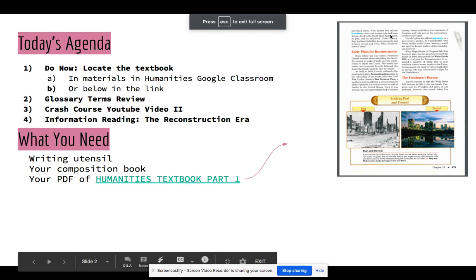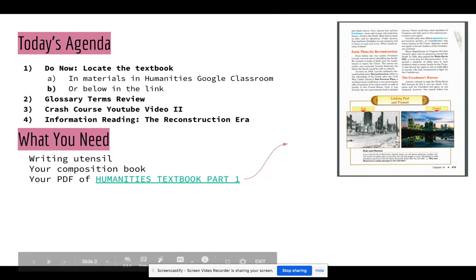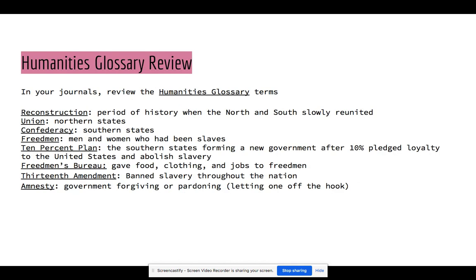Then we're going to do a glossary terms review. We're going to do our part 2 of the crash course to history, Civil War, and then we're going to finish reading this PDF.